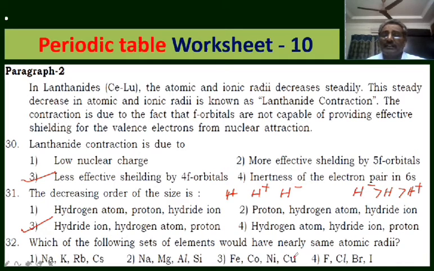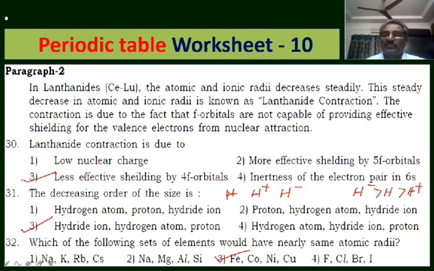Iron, cobalt, nickel and copper. These elements also belong to the same period, but these are the transition elements. In the transition elements, the decrease in size is less when compared to the representative elements or normal elements. So, because of that, iron, cobalt, nickel and copper possess almost similar atomic radii. So, the third option is the right option.